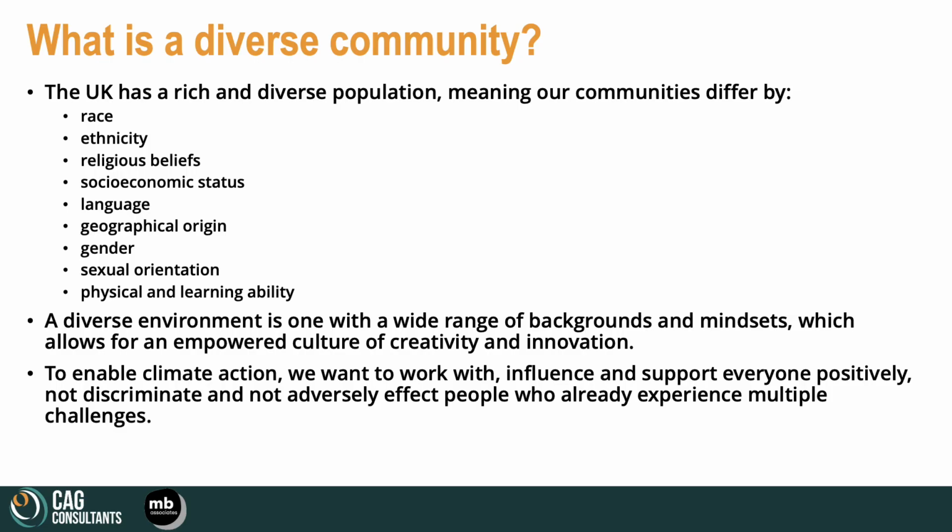What do we mean by a diverse community? The UK has a rich and diverse population, meaning that our communities and population differ in lots of different ways by race, ethnicity, religious beliefs, socio-economic status, language, geographical origin, gender, sexual orientation, and physical and learning abilities. Being successfully diverse means bringing these people together with their different knowledge, background, experiences, and interests.